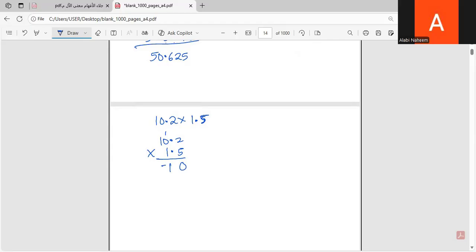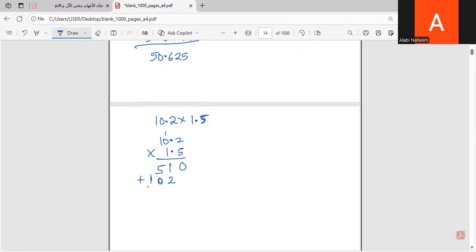5 times 1, 5. The next number is 1. 1 times 2, 2. 1 times 0, 0. 1 times 1, 1. Remember, when we multiply by the second digit, we move one place to the left, so the number starts directly below the second digit. That's how we multiply.